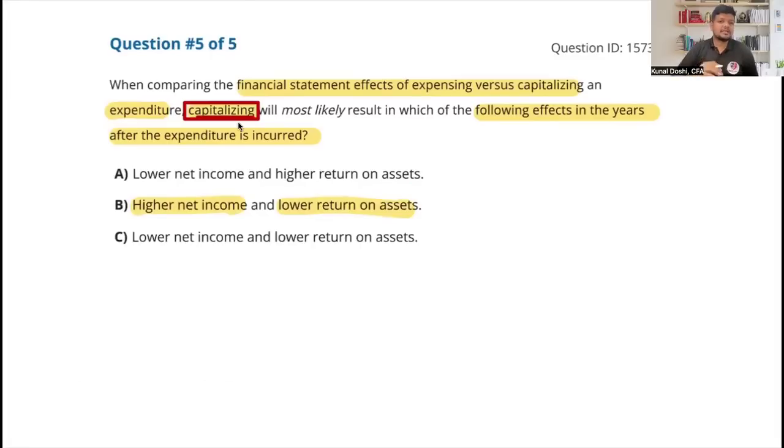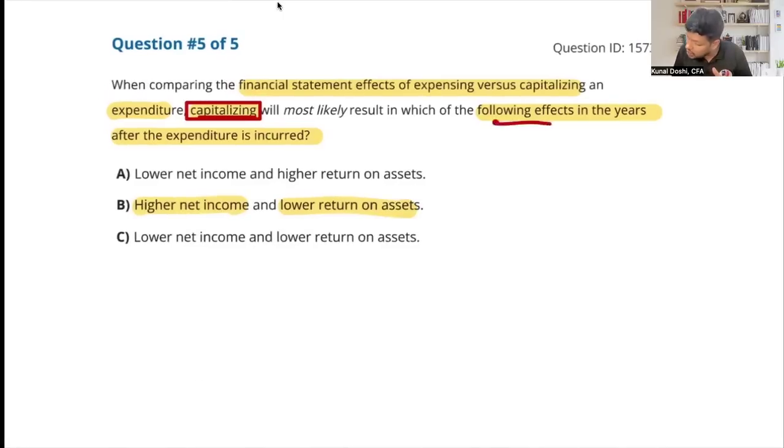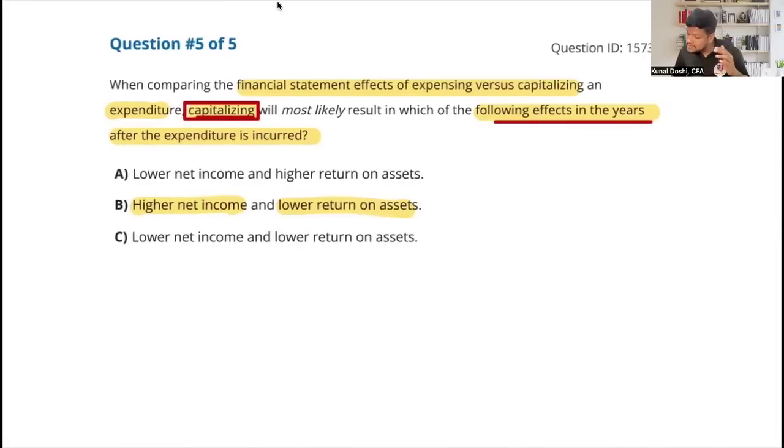Lower ROA. See, capitalizing is smoothing. Capitalizing means my net income. See, very interesting. They are not talking about the current year. They are talking about the following effects in the years after the expenditure is recognized. See, right now when you capitalize, compared to expensing, the effect on the income statement is less.